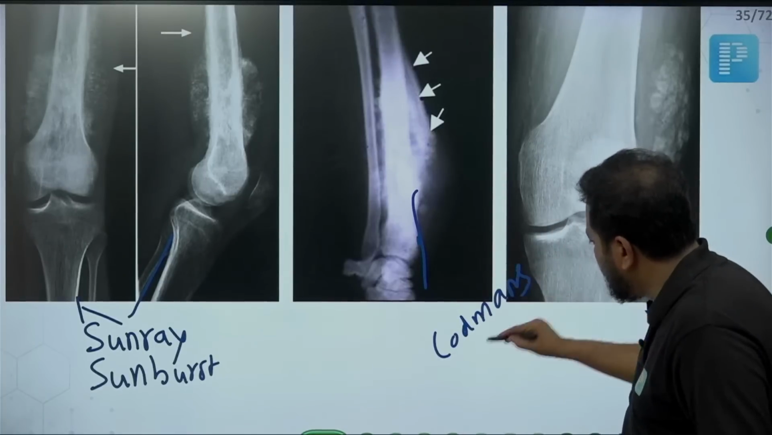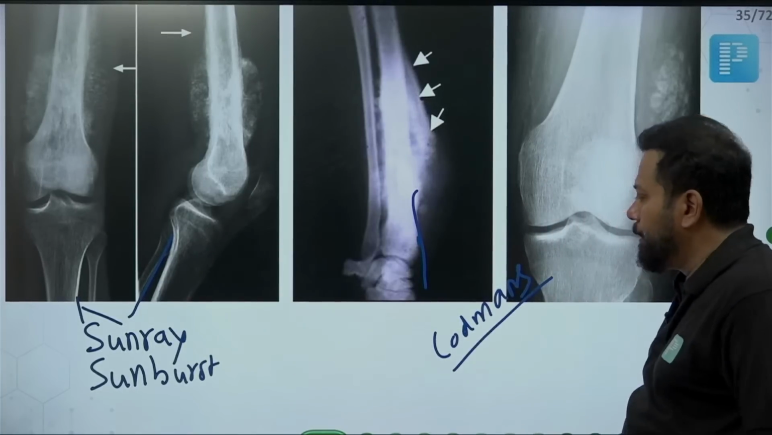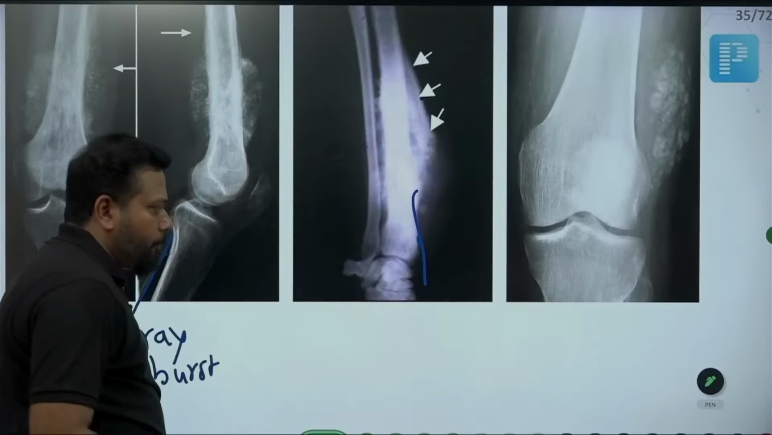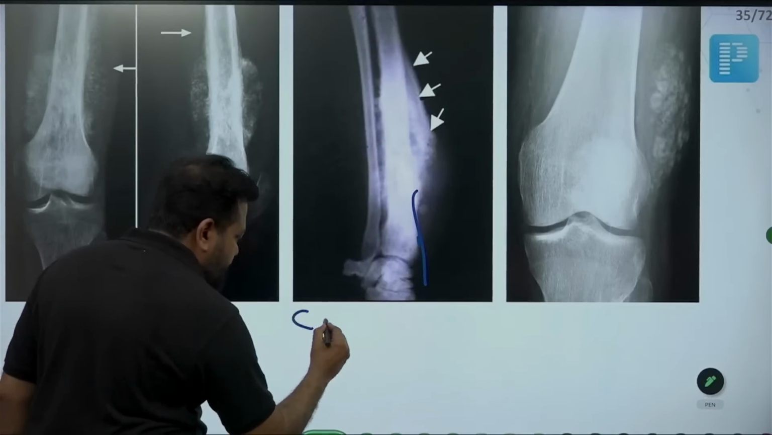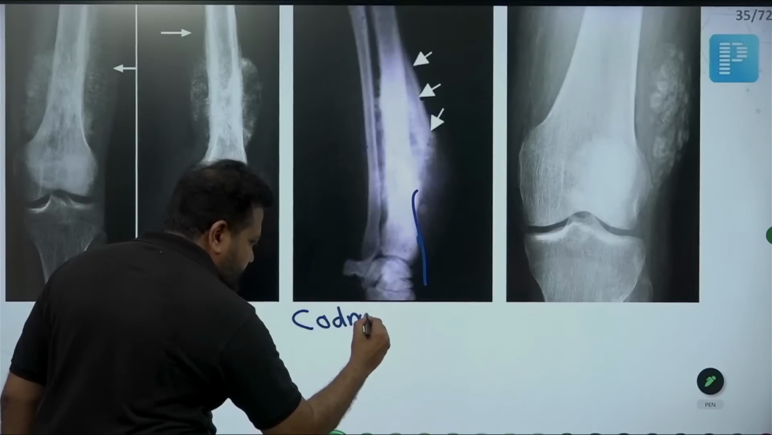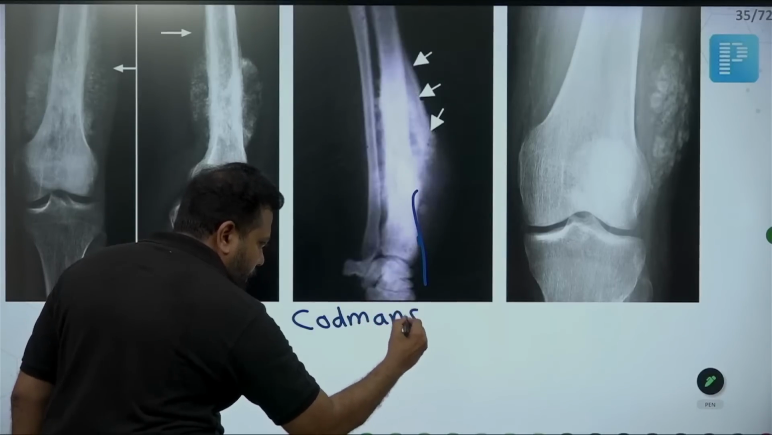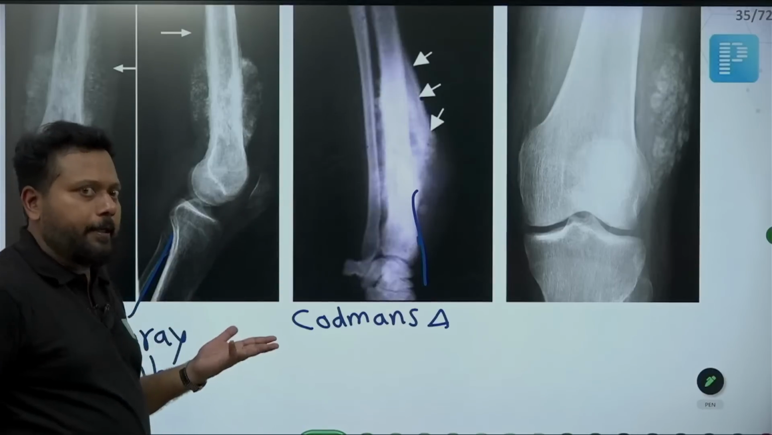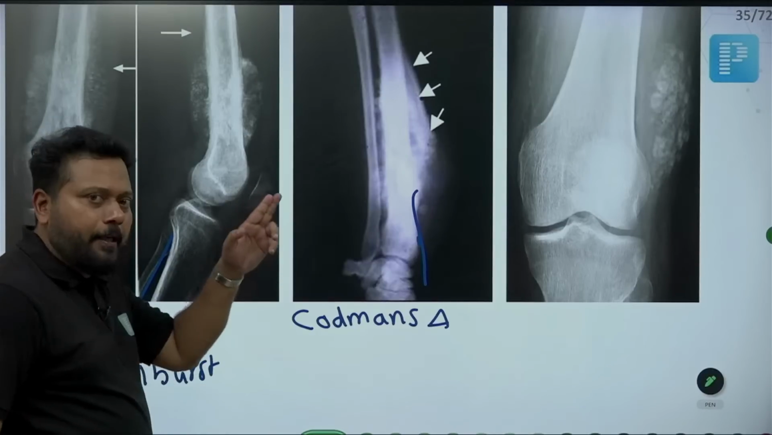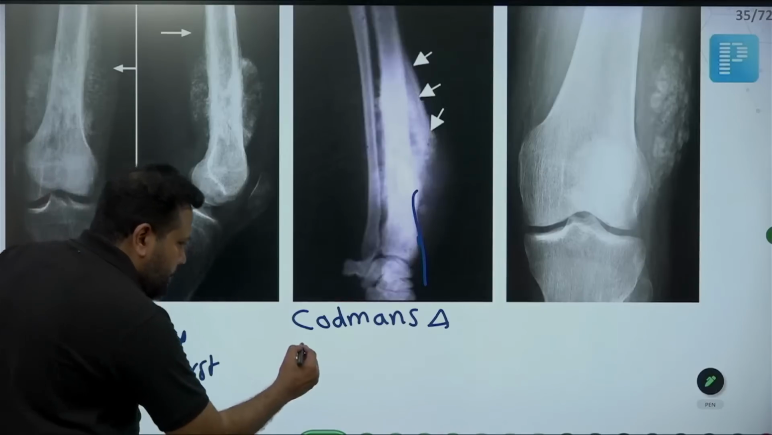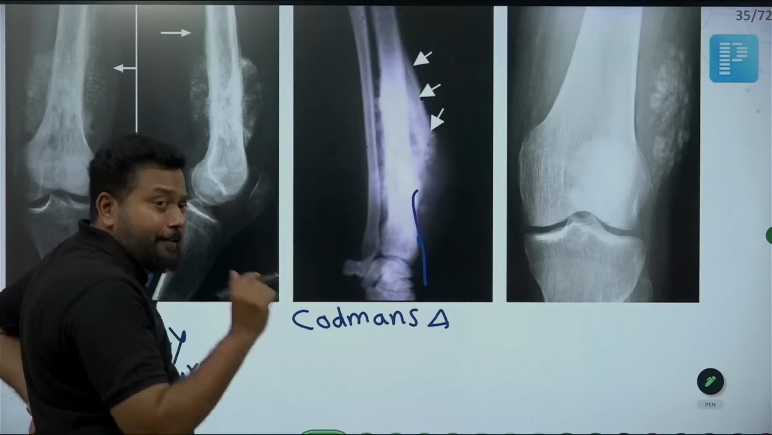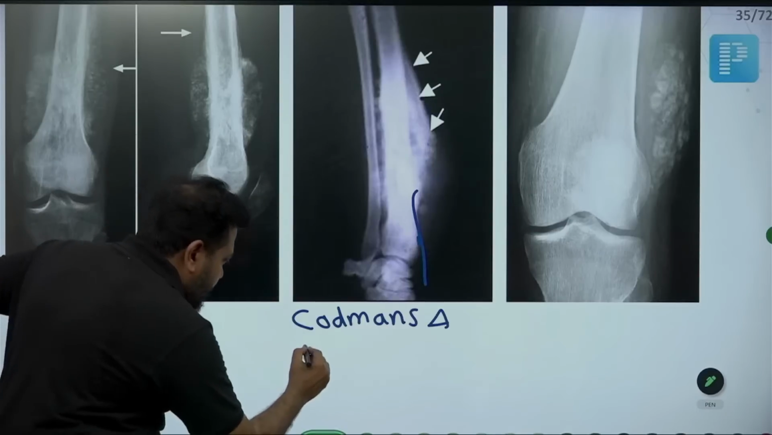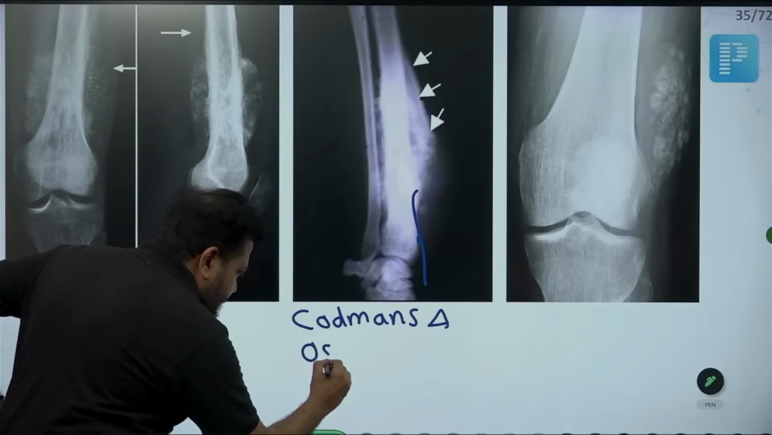Codman's triangle. Okay, C-O-D-M-A-N. This is the spelling, please take it down. Codman's triangle. So this is nothing but a periosteal reaction. So for periosteal reactions, what are the differential diagnoses? In this type of X-ray, what are the situations where you will see exactly this? Number 1, osteomyelitis.